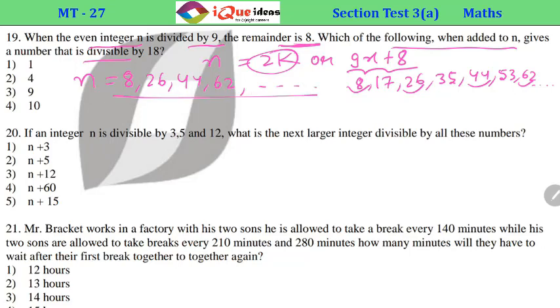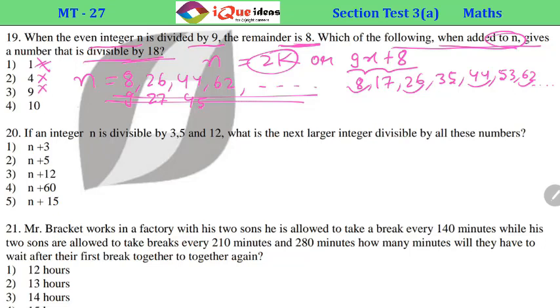Now look at these numbers carefully. What is the question saying? Which of the following when added to n? What should we add to n to make it divisible by 18? If I add 1, it will become 9, 27, 45. So they will become divisible by 9 but not by 18. So 1 is wrong. If I add 4, it will become 8 plus 4, 12, 26 plus 4, 30, not divisible by 18. If I add 9, 8 plus 9, 17, 26 plus 9, 35, none of them.